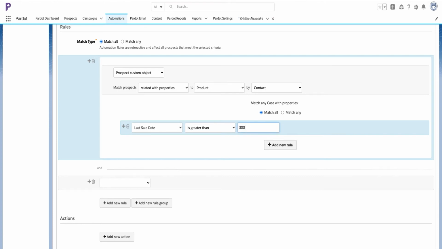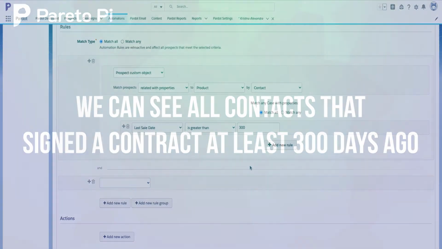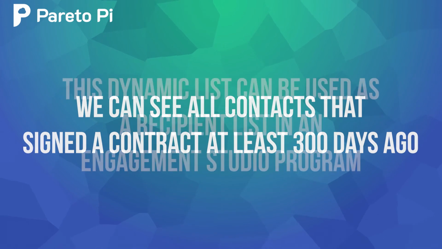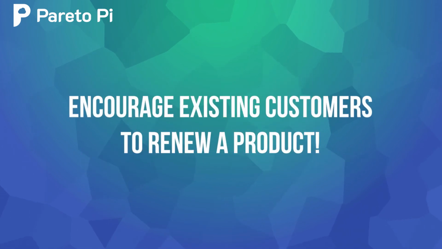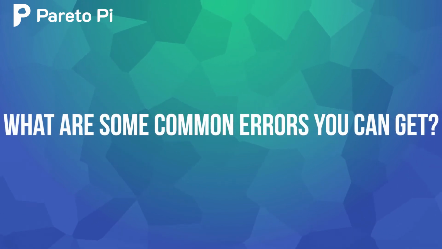In more detail, we are looking at a product custom object and we want to match the main contact and their product last contract signed date. So we can see all contacts that signed a contract at least 300 days ago. This dynamic list can be used as a recipient list in an Engagement Studio program to encourage existing customers to renew a product. What are some common errors you can get?